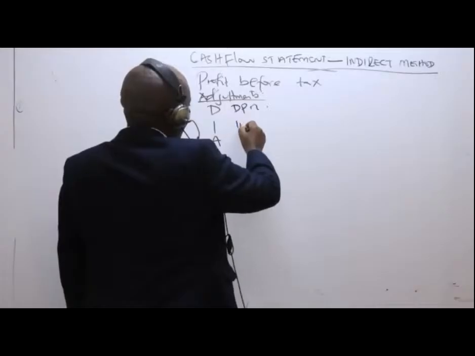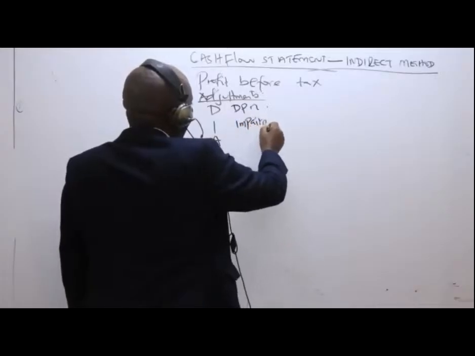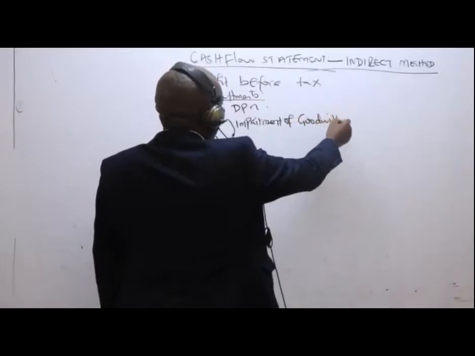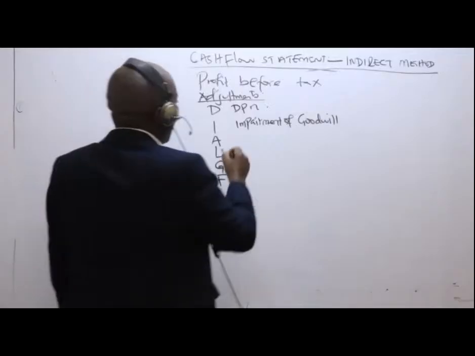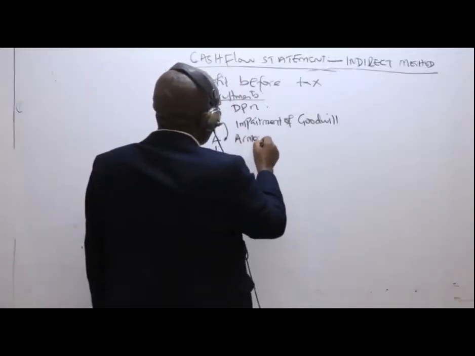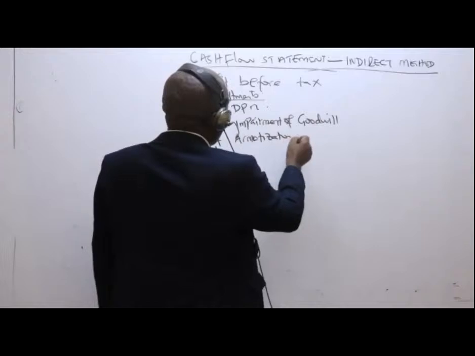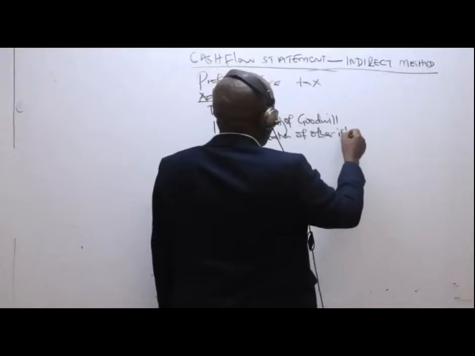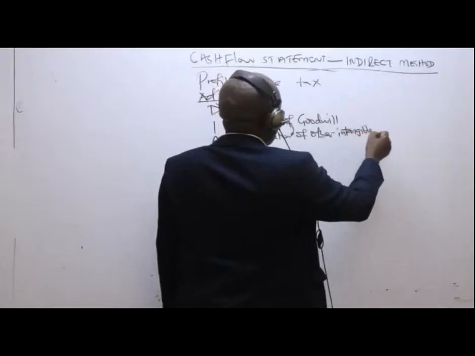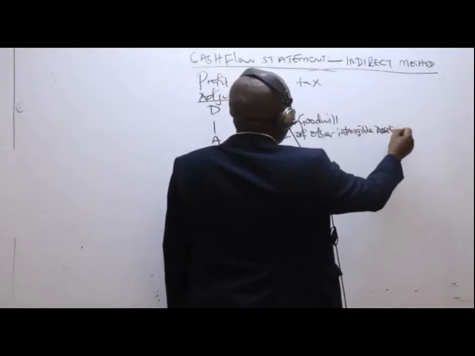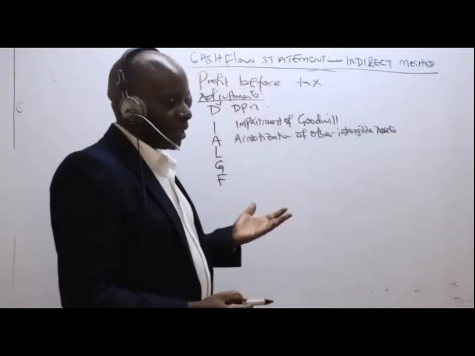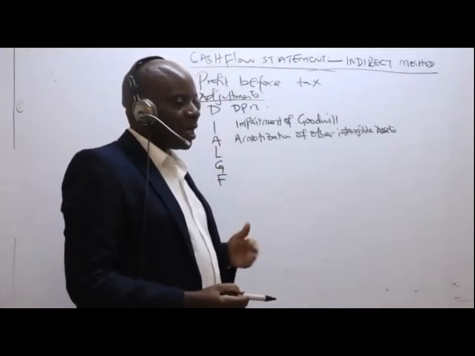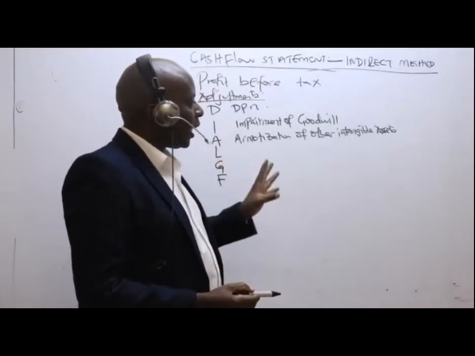Depreciation. Then impairment of goodwill. Then we have amortization of other intangible assets. Remember, we have intangible assets: goodwill is an intangible asset, and so are patents and trademarks. These are all intangible assets.